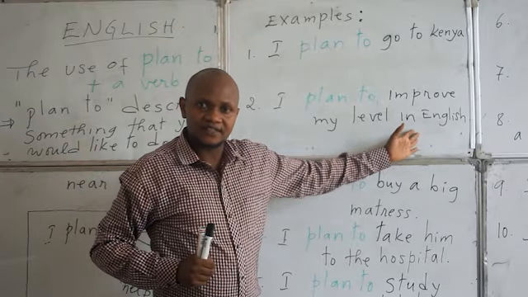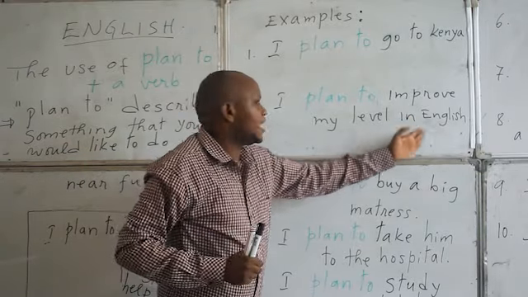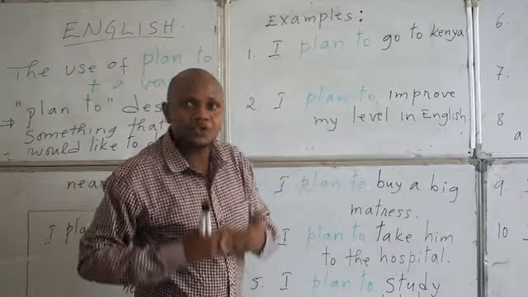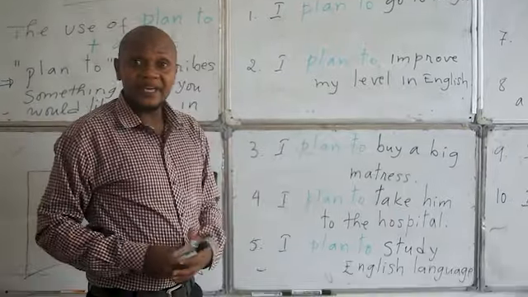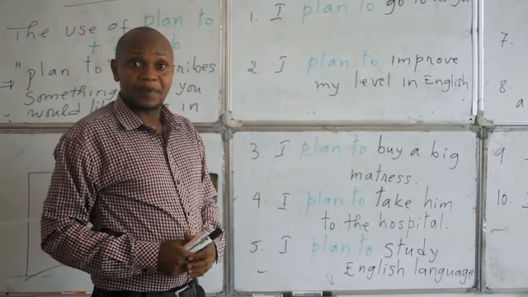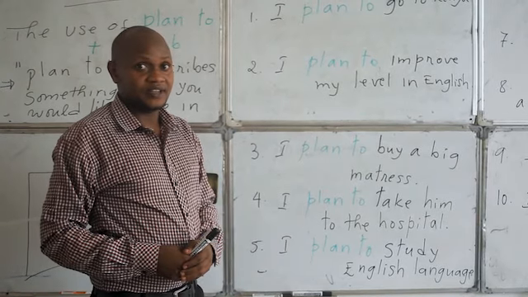It's a very good sentence. I plan to improve my level in English. You can say I plan to buy a big mattress. I plan to buy a big mattress.